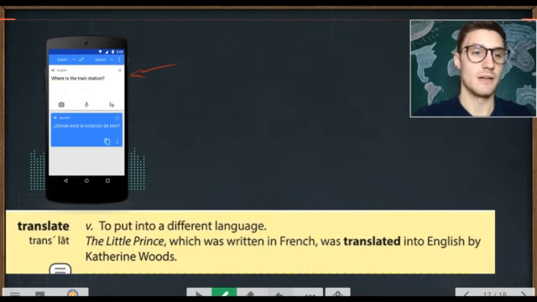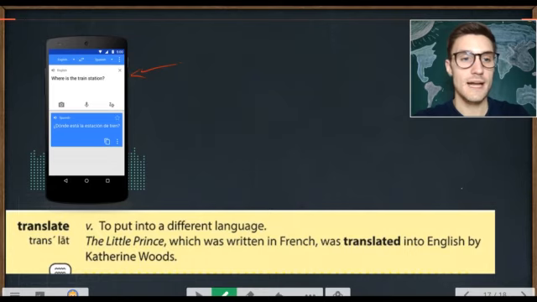Let's try to read it. Where is the train station? Something like that. I can't speak Spanish. So to translate.